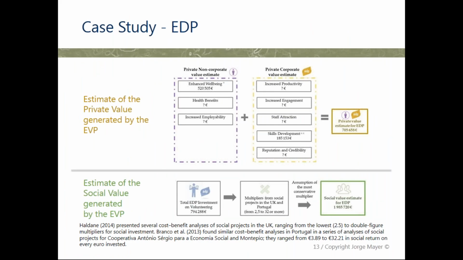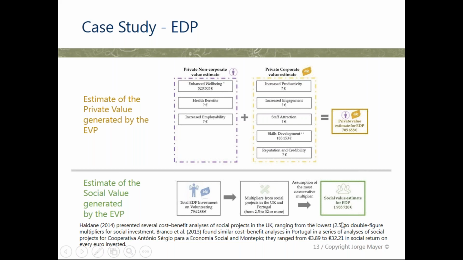So now reaching a little bit more to the end, this is the summary of what we've talked about, of the private value, the non-corporate and the corporate. And now for the social value, we found a way to have a very rough estimate of the social value. We studied the cost benefit of some social projects in the UK and also in Portugal. And we found that these social projects had a lot of different returns, going from 2.5 to double figure.